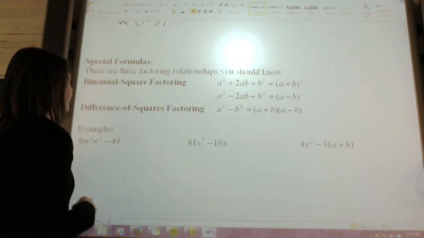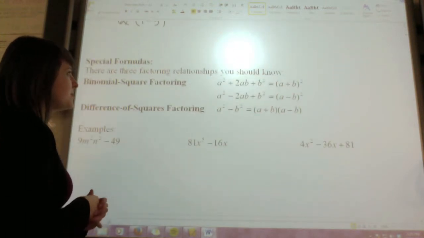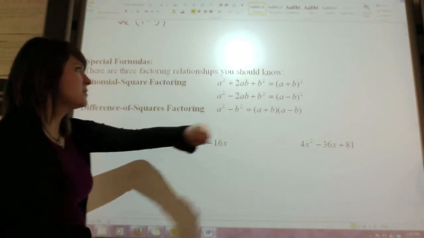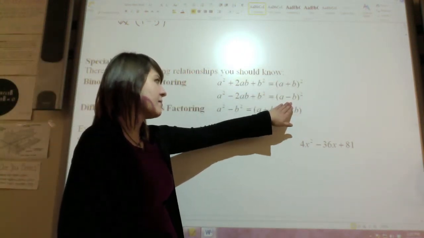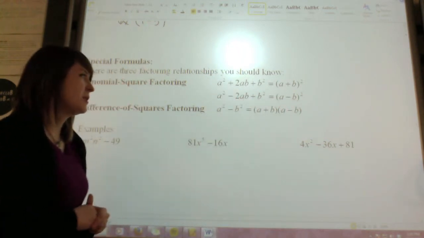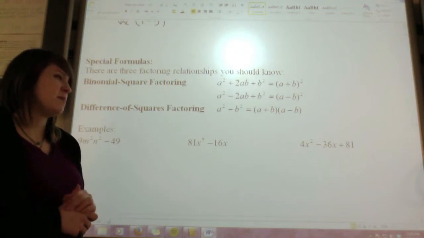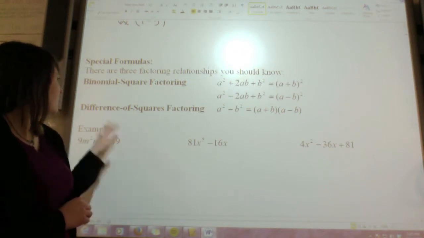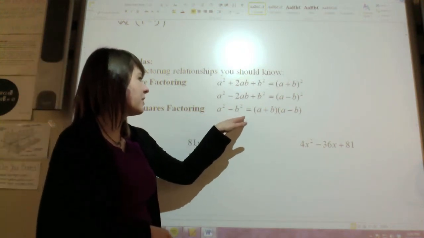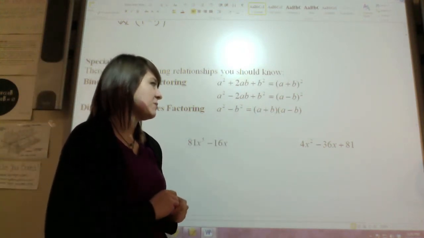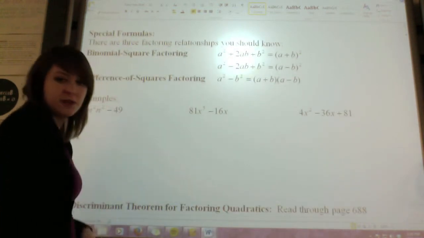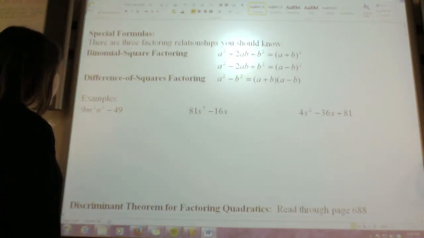Okay, special formulas. There are 3 factoring relationships you should know. So we've got our binomial squares here, and that is when you have either a plus b squared or a minus b squared. Then you'll have something that looks like a squared plus 2ab plus b squared or a squared minus 2ab plus b squared. We also have our difference of squares, so if you have something like a squared minus b squared, we can rewrite that as a plus b times a minus b. So let's go through these different cases here and try to factor them.